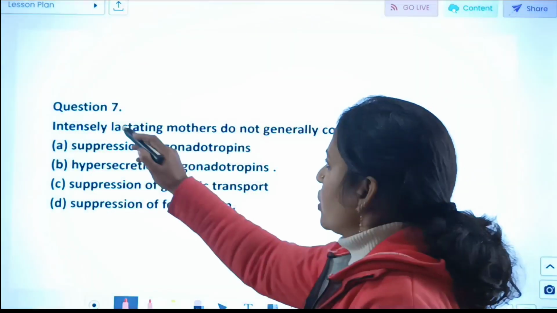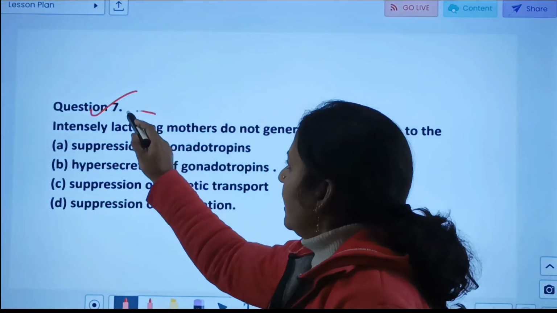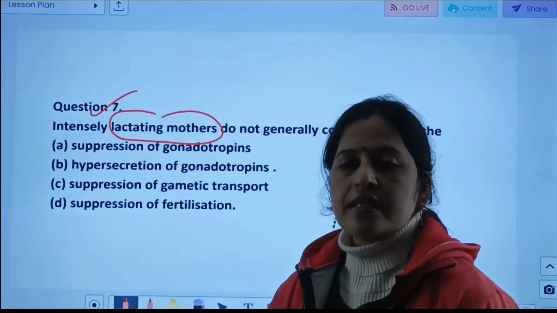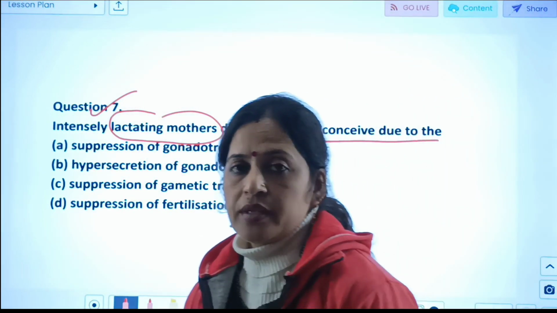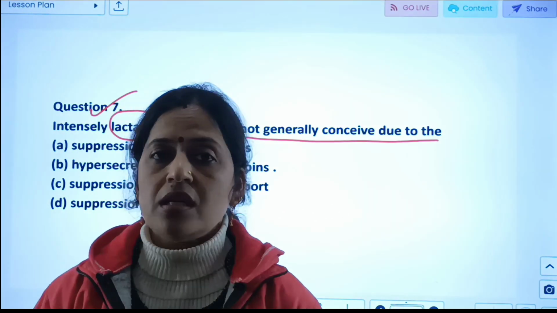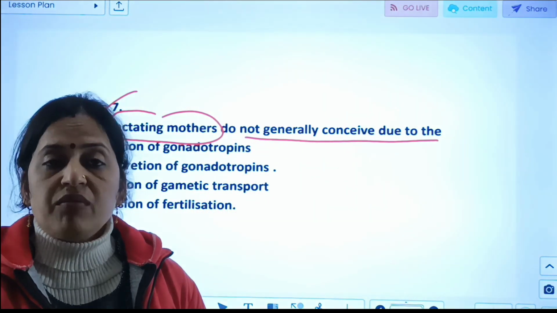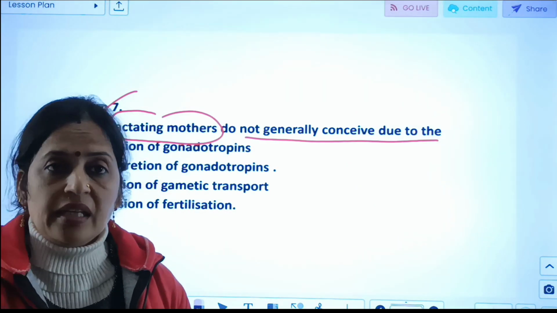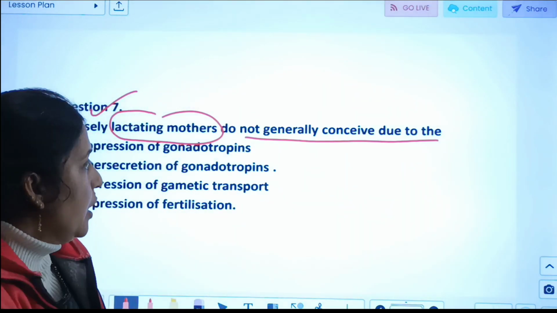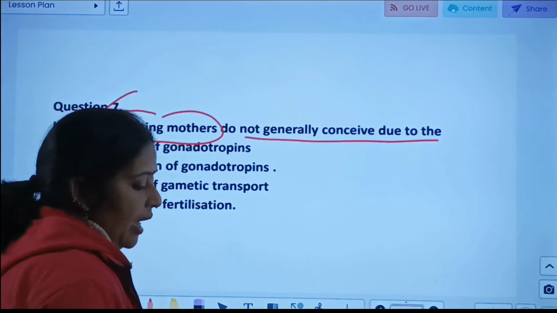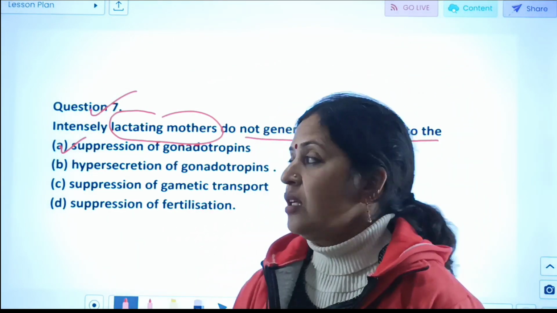Now shift to the question number 7. And your question number 7 is intensely lactating mothers do not generally conceive due to. वो कंसीव नहीं कर पाती हैं, जो एक लैक्टेटिंग मदर्स होती हैं या फीडिंग मदर्स होती हैं, दे डू नॉट कंसीव इमीडिएटली ड्यू टू. ऑप्शंस दिए गए हैं. देयर आर 4 ऑप्शंस व्हाई द लैक्टेटिंग मदर्स डू नॉट कंसीव.